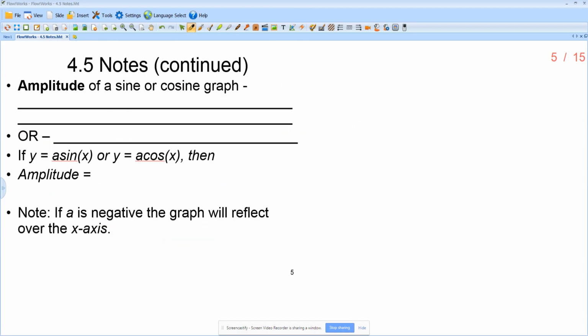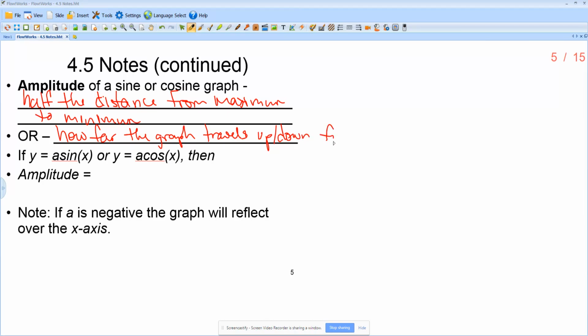All right, moving along. We also talk about the amplitude of a sine or cosine function. What amplitude is going to represent in sine or cosine is half the distance from maximum to minimum. Or how far up or down the graph travels from the middle. So that's just another way of thinking about this, is how far the graph travels up or down from the middle.